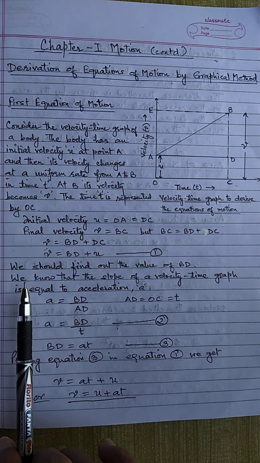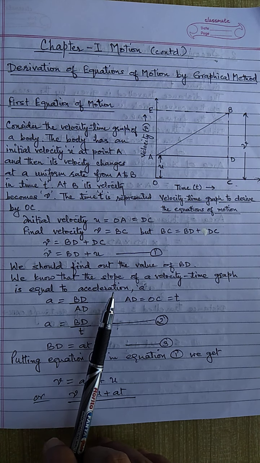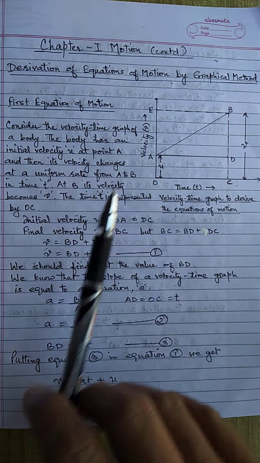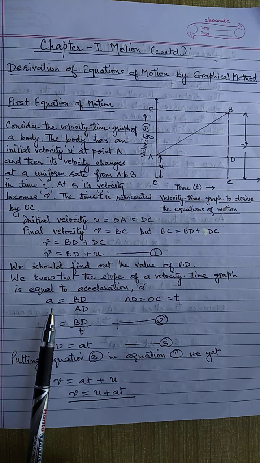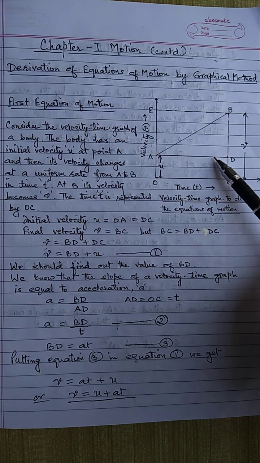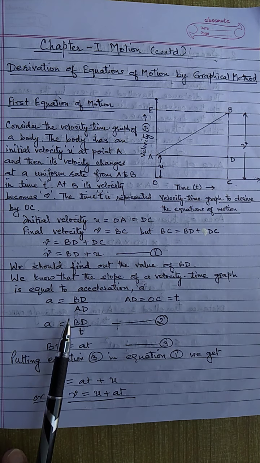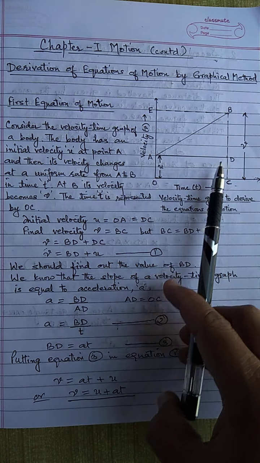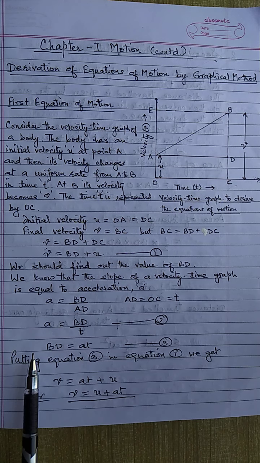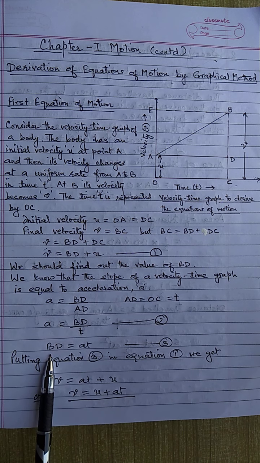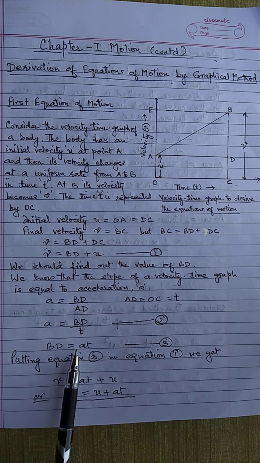Last time I told you, in a velocity time graph, the slope of the graph is acceleration. We can find acceleration by finding the slope of the graph. So here acceleration is equal to perpendicular upon base, slope means perpendicular upon base, BD upon AD. So BD upon AD is acceleration. Now AD is equal to OC, that is t time. So acceleration a is equal to BD by t. So here BD is equal to a into t, that is at.